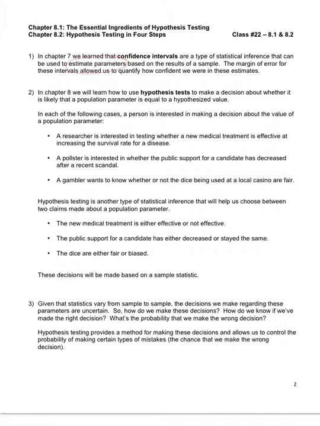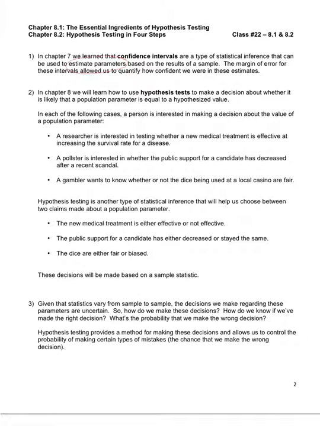In Chapter 8, we're going to learn how to use hypothesis tests to make a decision about whether it is likely that a population parameter is equal to a hypothesized value. And so it's going to be a little bit different. We're going to have 2 choices to choose from. And those 2 choices are the null hypothesis and the alternative hypothesis that we'll be learning about shortly.